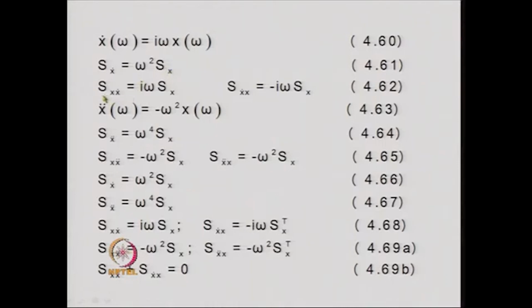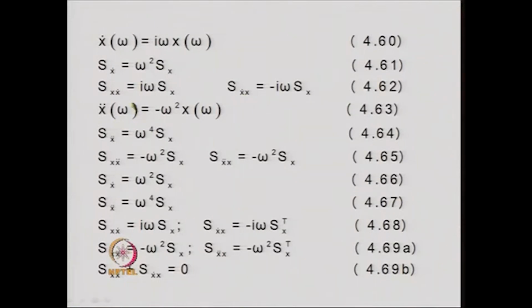Now, if we wish to find out the cross power spectral density function between x and x dot, then Sx x dot simply will become equal to I omega into Sx, that we have seen before with the relationship that if y is equal to a into x, then Sxy becomes equal to a into Sx, and the complex conjugate of this will be equal to the Sx dot x.